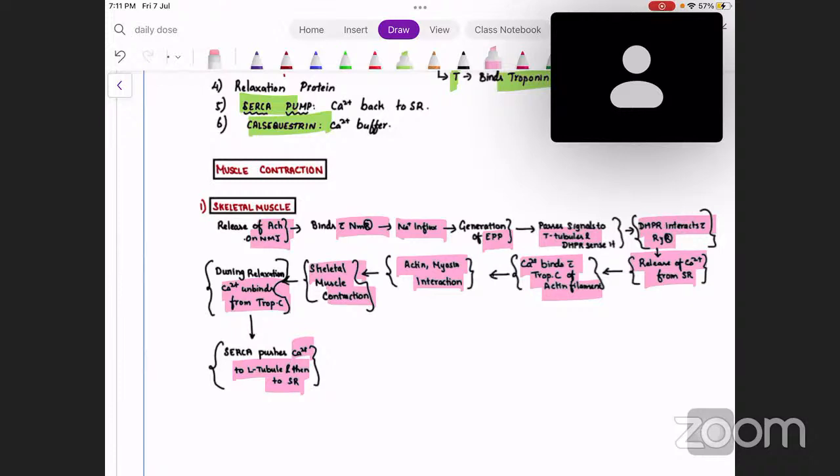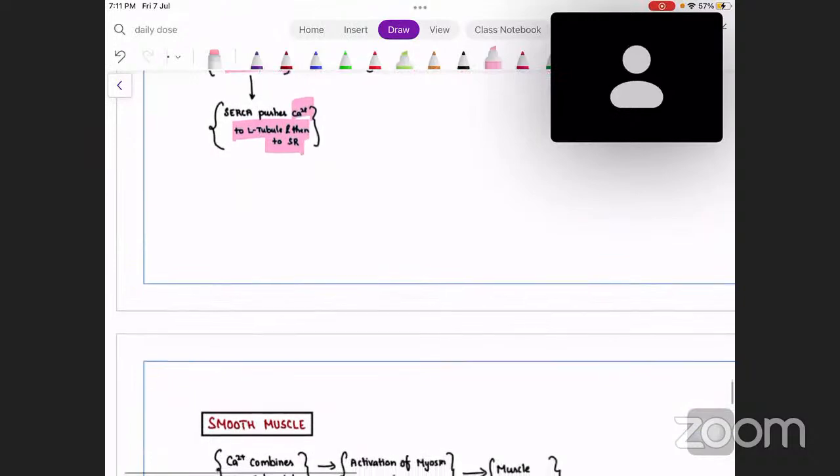So: acetylcholine binding in the NMJ, release of neurotransmitter, acetylcholine binds with the NM receptor, sodium influx, end plate potential generation, T-tubule, DHPR receptor sensation, ryanodine receptor activation, release of calcium from the sarcoplasmic reticulum, calcium binds with troponin C, actin-myosin interaction, skeletal muscle contracts. During relaxation, the remaining calcium will be pushed back to the sarcoplasmic reticulum by the SERCA pump. So this is how the skeletal muscle is being contracted, people.